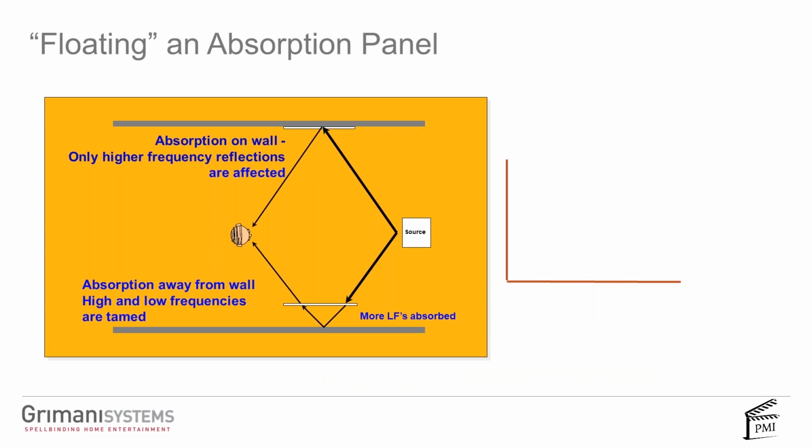So, floating an absorber panel. If there is no budget, or there are other reasons not to do 4-inch materials, but you have the space, you actually can take a 1-inch panel and stick it on the wall with a gap of 1 or 2 or 3 inches, and you'll get more absorption at low frequencies, a little less at high frequencies, which is actually kind of good. Most rooms have too much high frequency attenuation in their reverb field, and that works better. So absorption away from a wall, high and low frequencies are tamed.